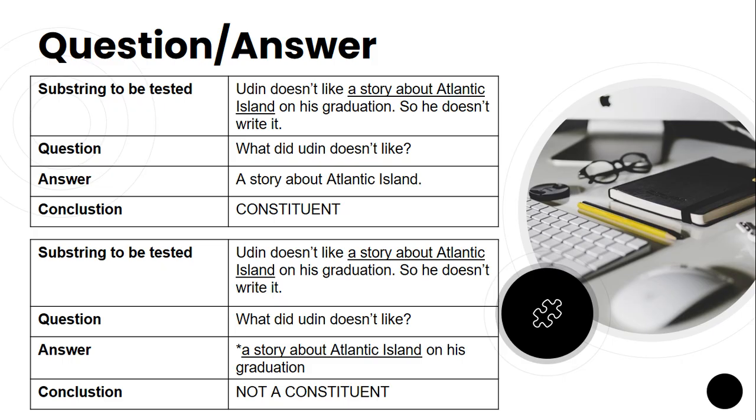This does not merely argue that these are constituents in the answers given above, but in the full sentence from which these are apparently derived, or in short, the essence of the sentence. The essence of this sentence is Udin doesn't like a story about Atlantic Island. Udin doesn't write it. So we can see that this group of words actually work together. So I think that's all from me. And the next material will be continued by my friend. Thank you.